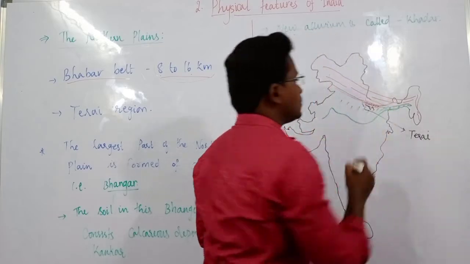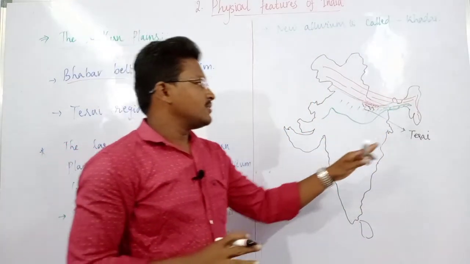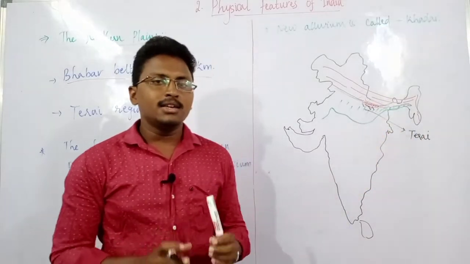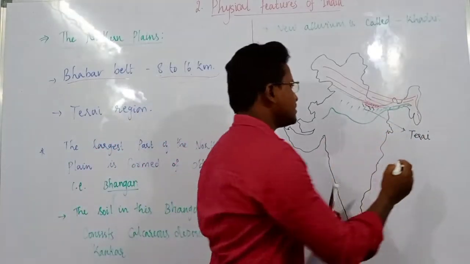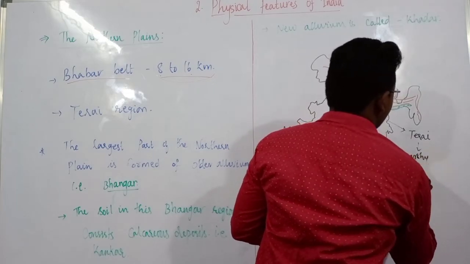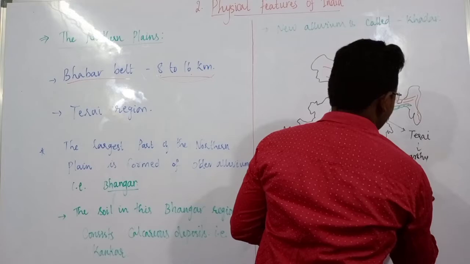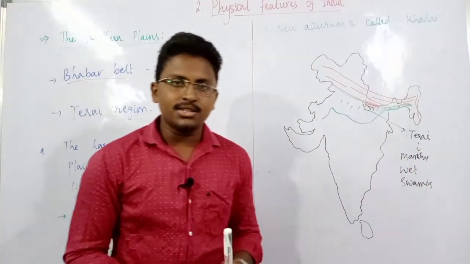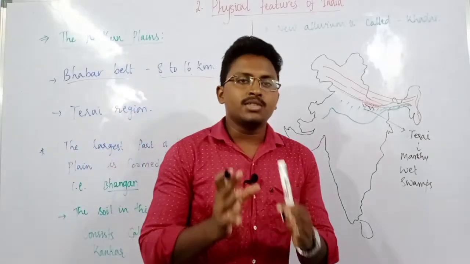Just below this pebble zone, we call this region the Terai region. And this Terai region is completely dominated with marshy lands, which we can also call wetlands or swamps. And this Terai region is also covered with very thick forests.